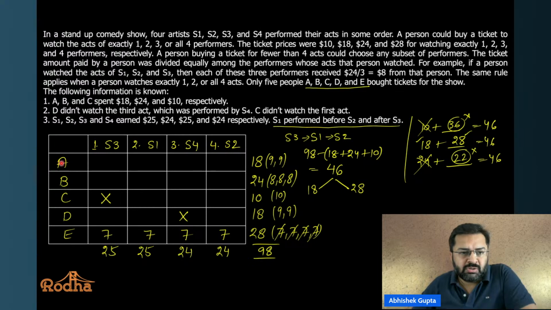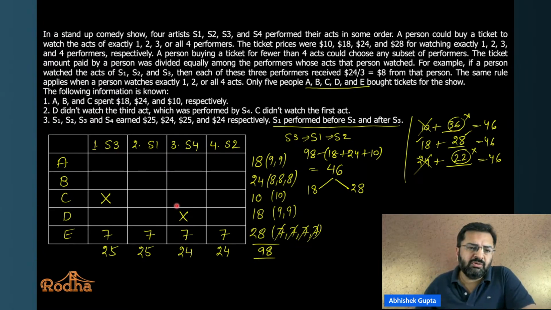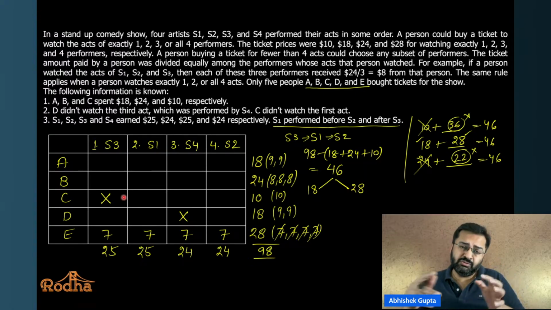Why? Because when A paid 18, then A paid to 2 people $9 each. When B paid 24, B paid to 3 people $8 each. So in 3 of these cells, we'll have 8. In one of these 3 cells, we'll have 10. And in 2 of these cells, we'll have 9. Now, the question is, without doing hit and trial, how do you start filling it up? A general rule of thumb is that you start with extreme values. You start with values that are larger, or values that are smaller.